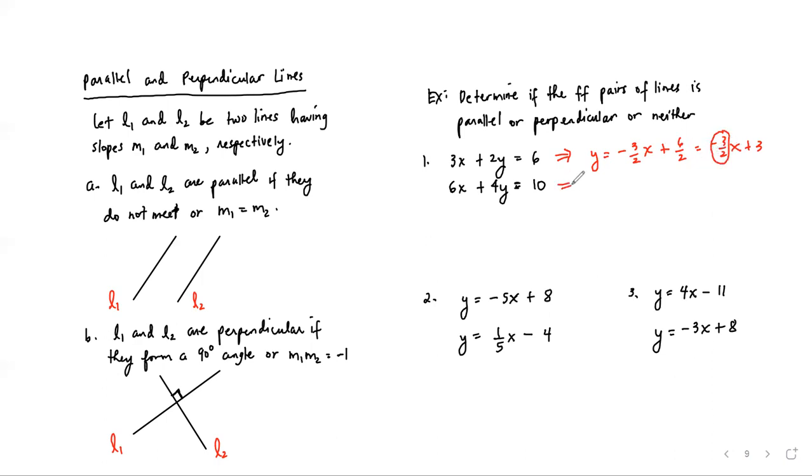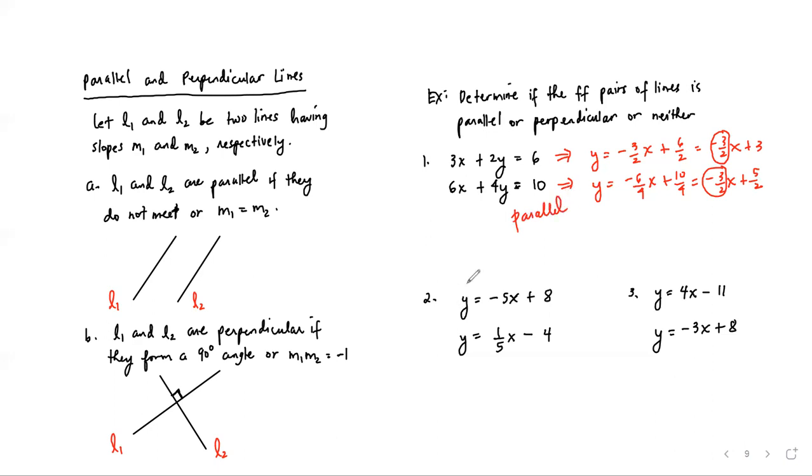And then for the second line, the slope-intercept form is y equals -6/4 times x plus 10/4, or we can write this as -3/2x plus 5/2. As we can see here, the slope of the second line is also -3/2. So since the slopes of the two lines are the same, then we say that the two lines are parallel.